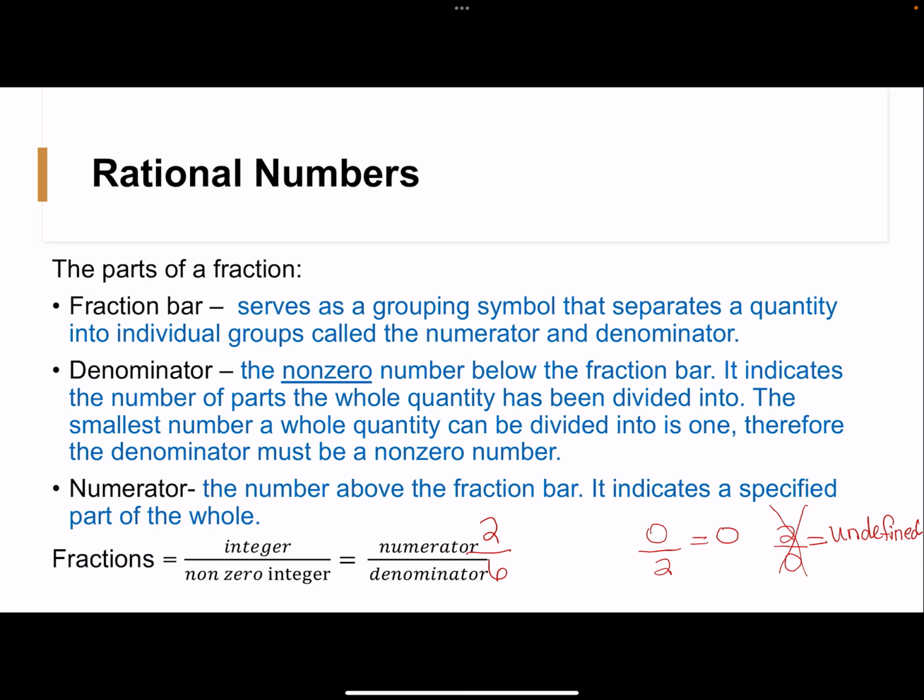So to simplify things, in your textbook it talks about fractions in terms of positive numbers. Here we're talking about any integer. So remember, integers are all the negative numbers, 0, and their opposites. And we must have a non-zero integer on the bottom.